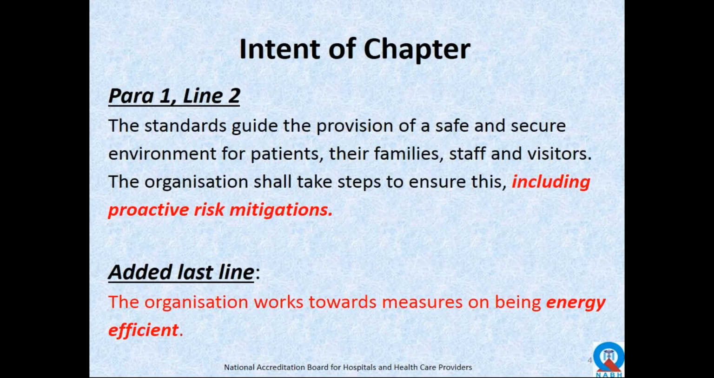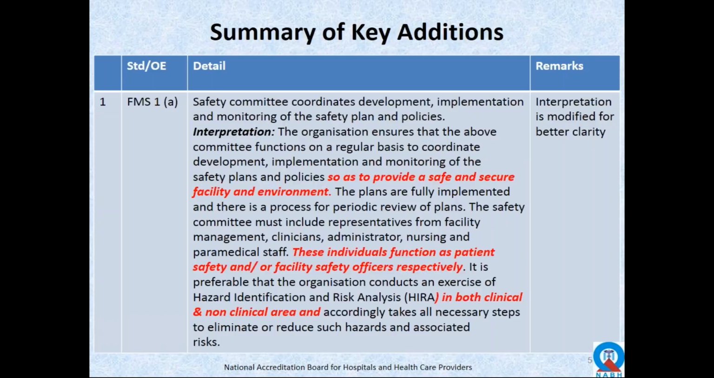FMS 1A, the safety committee coordinates development, implementation, and monitoring of the safety plan and policies. Here again the interpretation has been modified to bring more clarity, in stating that there is more stress on making the facility and environment safe, and on having the safety committee members who will now function as patient safety and/or facility safety officers, and the hazard identification and risk analysis, the HIRA, are done in both clinical and non-clinical areas. So the analysis is to be done not only in the clinical areas but also, very important, in the non-clinical areas. So these are the three things that have now been added in the interpretation of the functions of the safety committee to bring more clarity in the same.